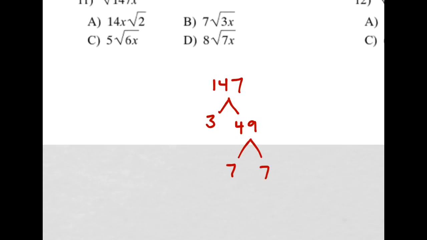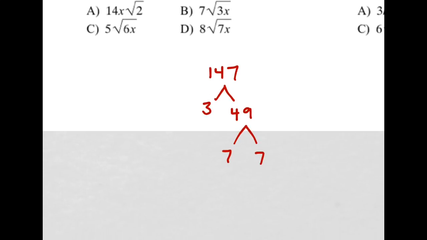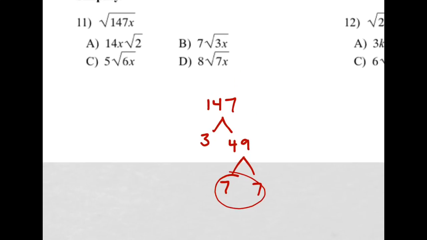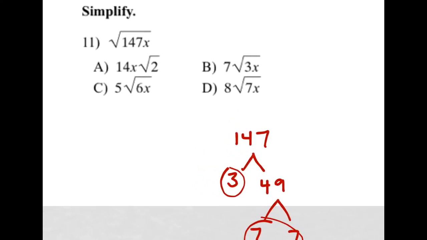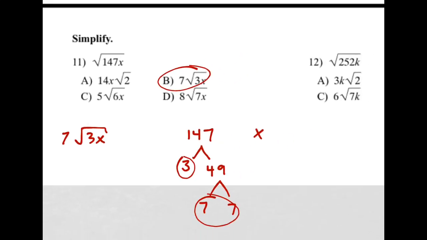Okay, and then I'm looking for pairs. Anytime you're breaking this down, you're looking for pairs. Pairs go outside as one of those values, and then anything left over goes on the inside. So on the outside, we have 7. The x, there are no pairs for the x, so that stays on the inside. 7 square root 3 was left over, so that stays on the inside, and x is left over. So we have 7 square root of 3x, that's b.